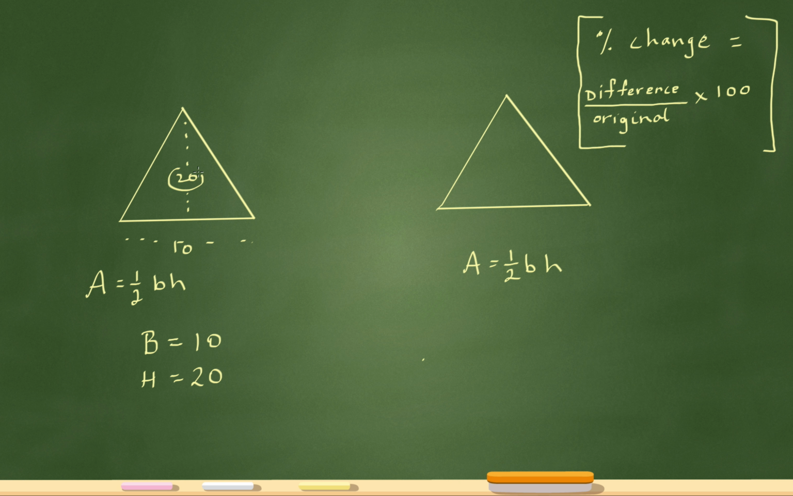And remember, the final question is asking what effect does it have on the area of the triangle? So I'm going to have to calculate the areas. And the area of a triangle, and you're given this in the test, is 1/2 times base times height. So base is 10, height is 20. So calculate your area. Area will be 100, because 20 times 10 is 200. 200 times 1/2 is 100.